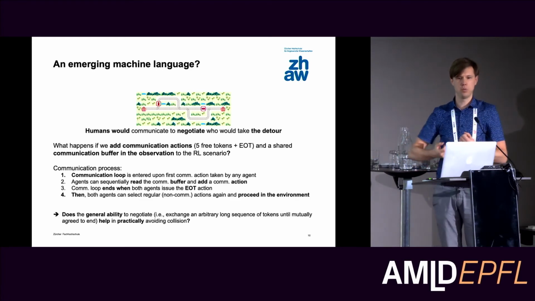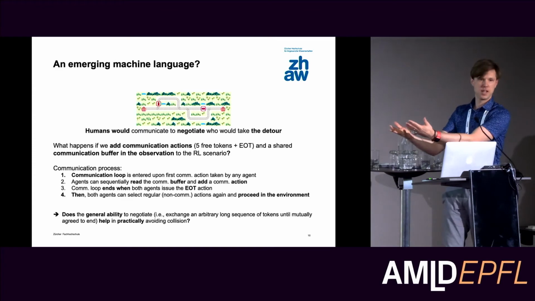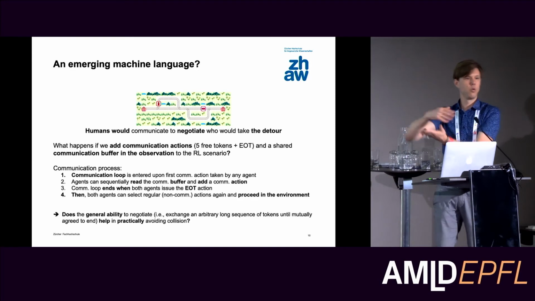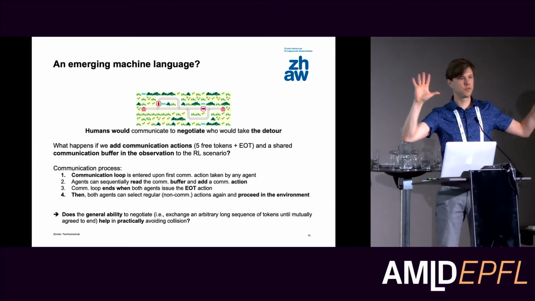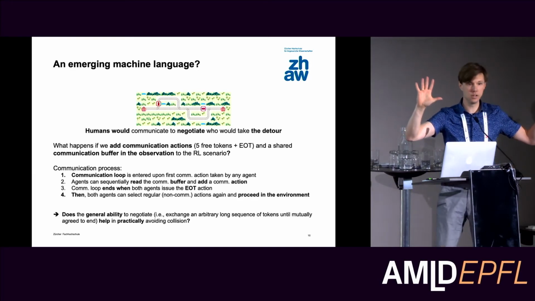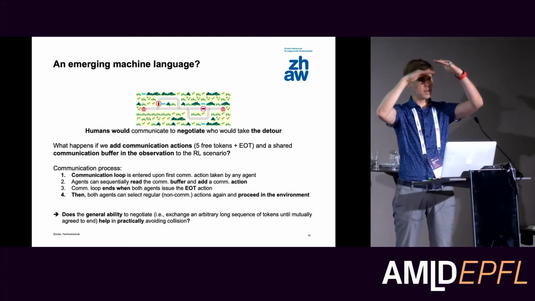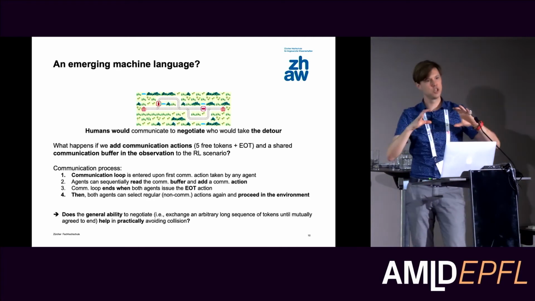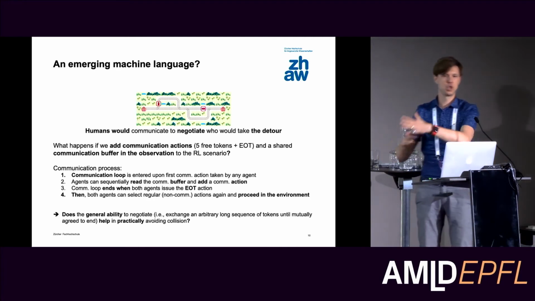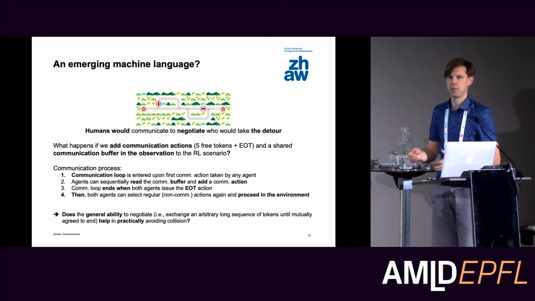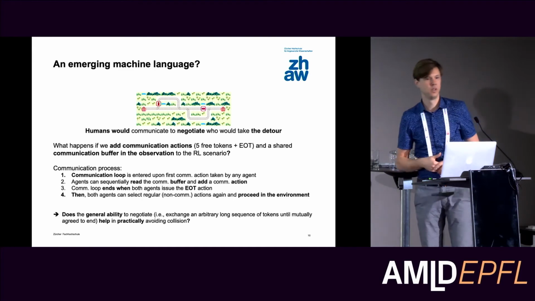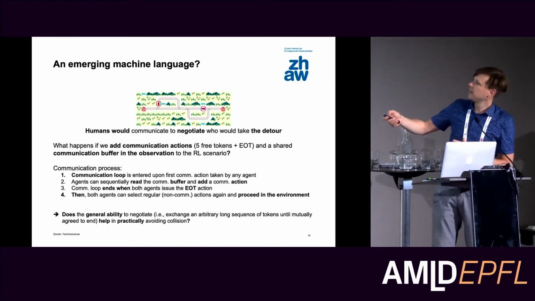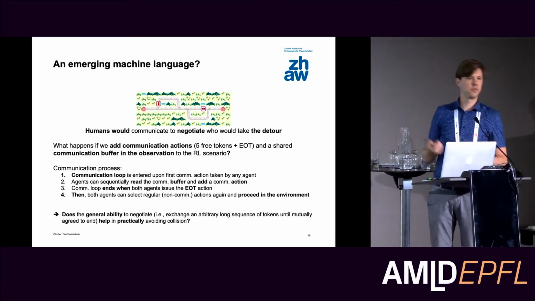They're talking to each other, which means one is issuing a communication action, the first already started, and the next one now only has a choice between the 5 plus end of transmission communication actions until both of them, directly after each other, issue the EOT, end of transmission. And then the communication loop is ended, and they can again choose any actions they want. They can talk again, they can also just go left, right, straight, stop, reverse. And again, we didn't enforce any meaning on these free tokens.